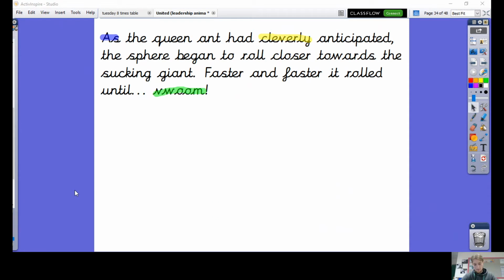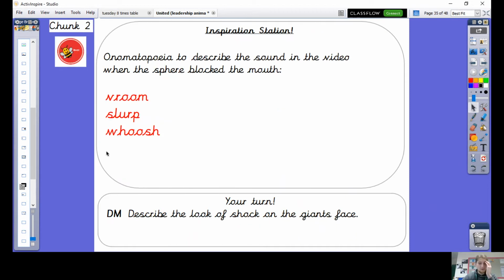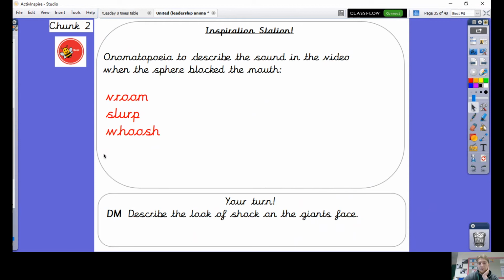So, right, it's your turn now to write this second chunk. Remember, we're describing the ball rolling off the ground and then getting sucked into the anteater's mouth with our onomatopoeia word as well. If you want to deepen the moment, describe the look of shock on the giant's face. Remember, the giant, his eyes were very wide and his face went all red, didn't it? It's almost like he was quite surprised that it happened. Okay, so pause the video and have a go at writing your second chunk now.